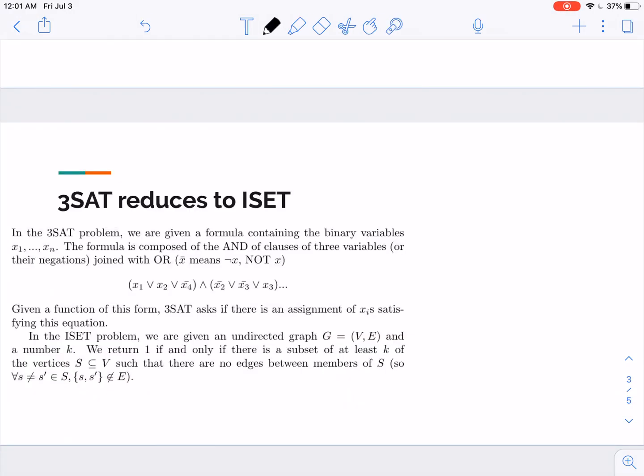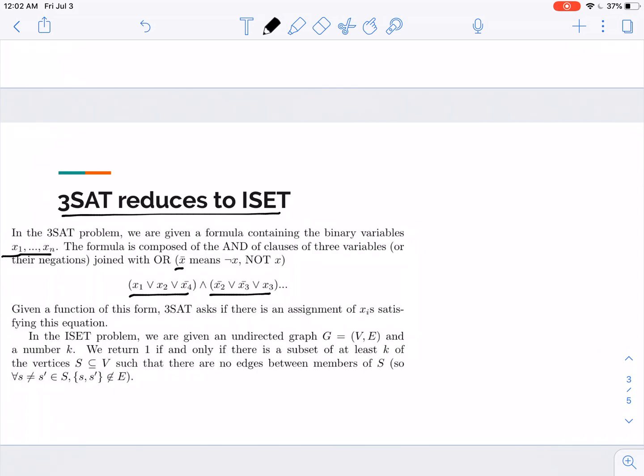So we're going to spend the rest of this time doing a reduction, and we'll reduce 3-SAT to I-SET. And let's talk about what these problems are first. In the 3-SAT problem, we're given some formula containing binary variables, which we'll label x1 through xm. And the formula is composed of the AND of a bunch of clauses. Each clause has 3 variables or their negations, with the negation being denoted by a bar over the variable, joined by OR together. So down here the first clause is x1 or x2 or not x4, and it must be true that not x2 or not x3 or x3 is true, right?